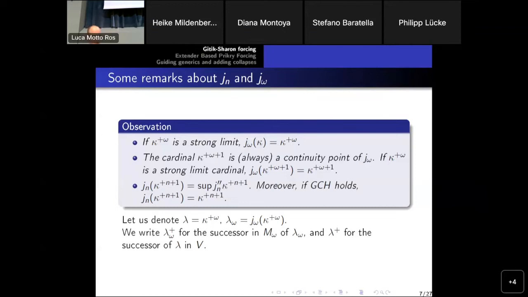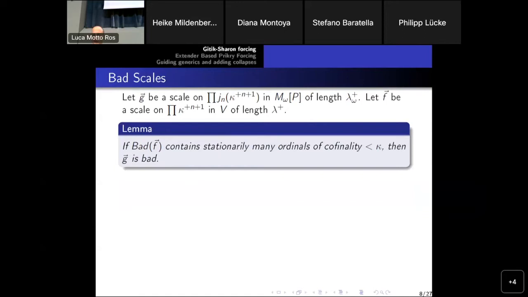Okay, some notation in order to spare me the need to say again and again kappa plus omega. Let's call it lambda, and its image under J omega, lambda omega. When I say lambda omega plus, I mean the successor in M omega. And when I say lambda plus, it's really the successor of lambda in V, kappa plus omega plus 1. So the usual one. Okay, so let's start asking questions about it.